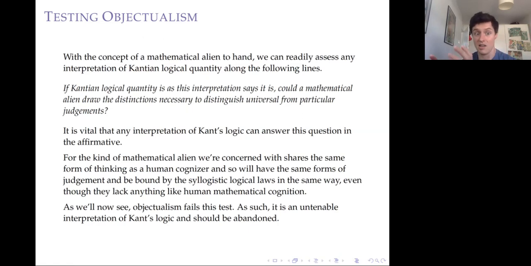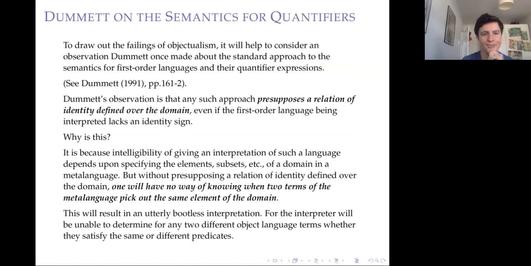Okay, so how do we use this notion of mathematical alien to test objectualism? Well, we can use it to test any view about Kantian logical quantity in the following way. We can say, look, if this view of logical quantity is correct, could the mathematical alien draw the distinctions necessary to distinguish universal from particular judgments in the way that this interpretation says they would have to? So for the objectualist position, we can ask whether the mathematical alien can draw the distinctions I just mentioned in the last section between relations between extensions and so forth. Objectualism will fail this test, I'm going to show in a second.